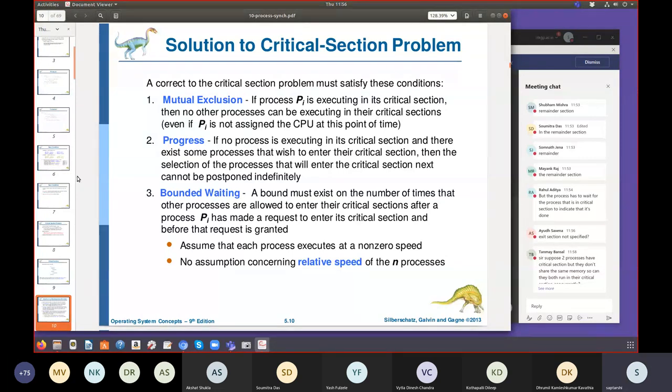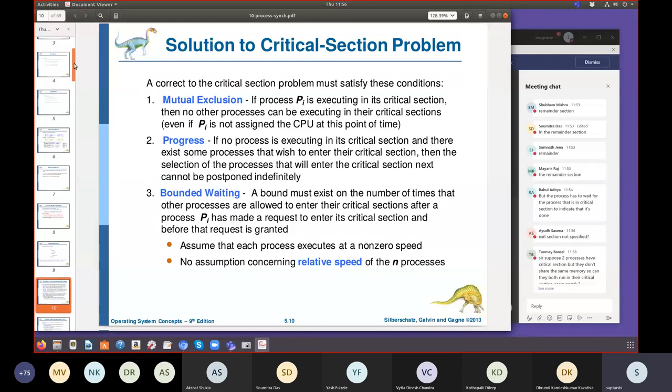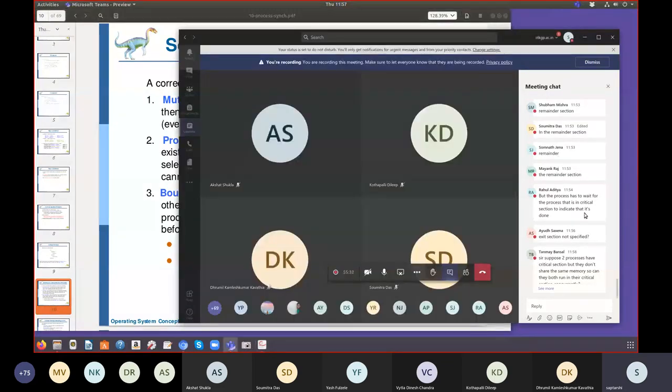Yeah, I'll stop here. I won't cover the other slides, but I see a couple of questions, so let me just answer them. First of all, Rahul had a doubt, but the process has to wait for the process that is in the critical section to indicate that it's done. Rahul, has your doubt already been answered? If not, please unmute yourself and say.